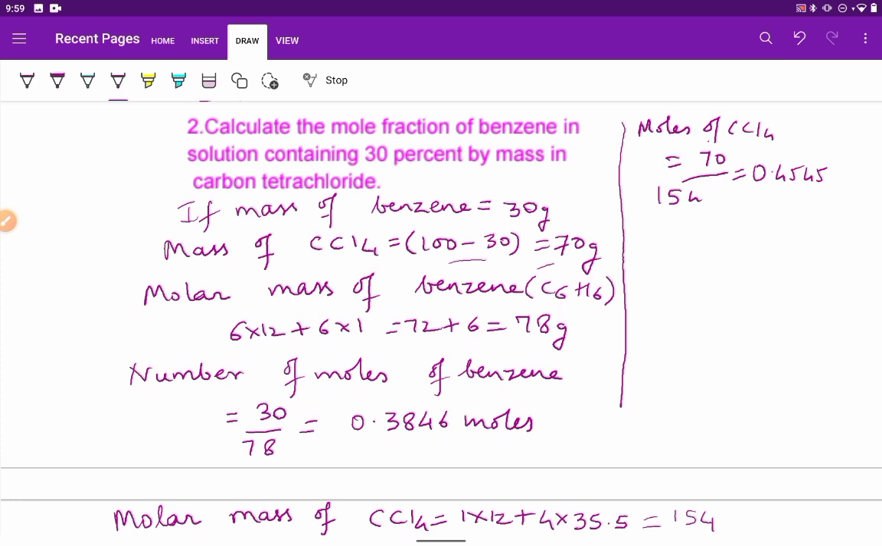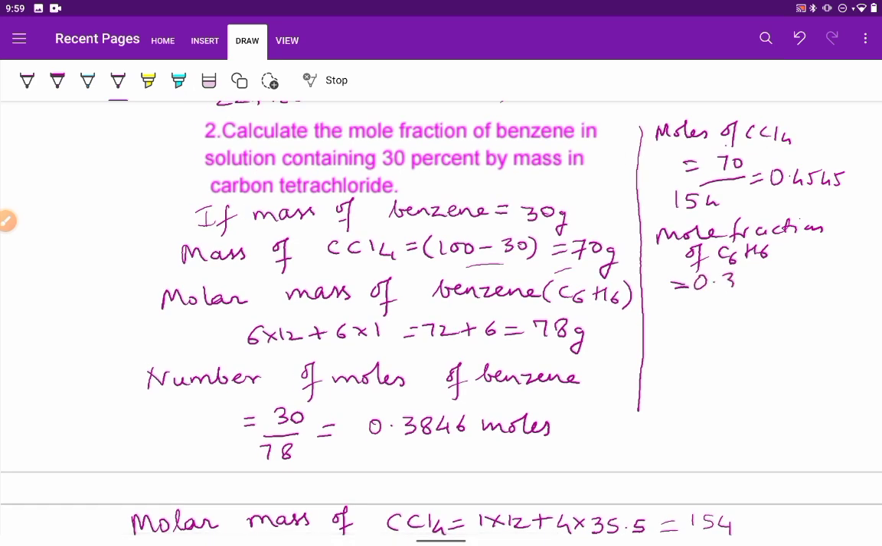To calculate the mole fraction for benzene, that is C6H6, we will put the number of moles of benzene, that is 0.3846, divided by total number of moles. So what is total number of moles? 0.3846 plus number of moles of CCl4, 0.4545. On calculation, we get it as 0.458.